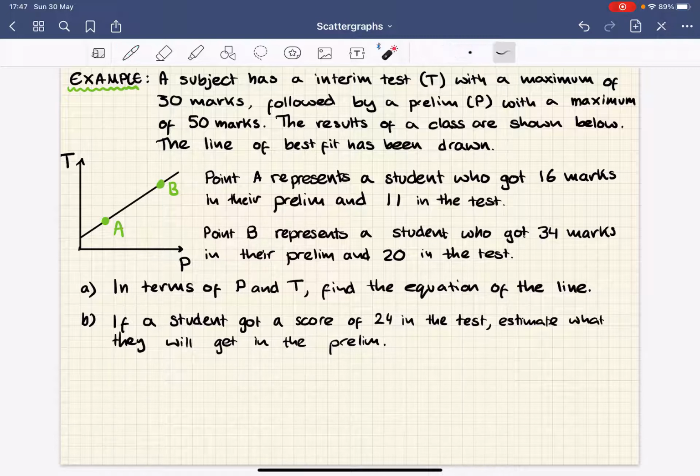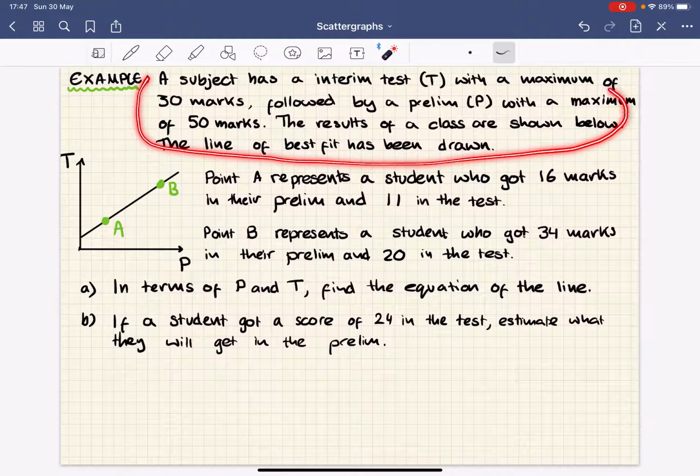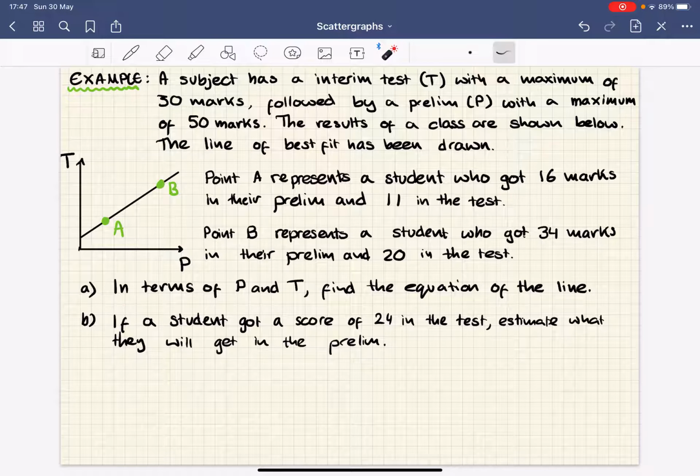Now the key thing up here, this only really tells us what the T and the P are. Specifically T for test, P for prelim. I'm going to go on to the next page so I have that information out just so I have more space at the bottom for my work.